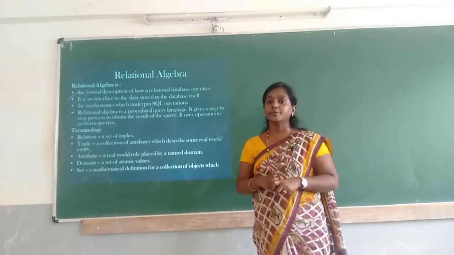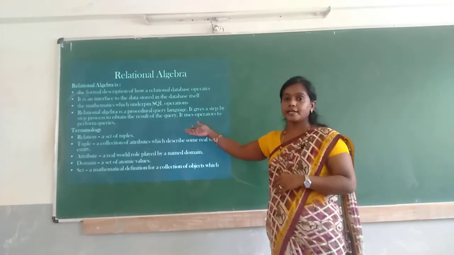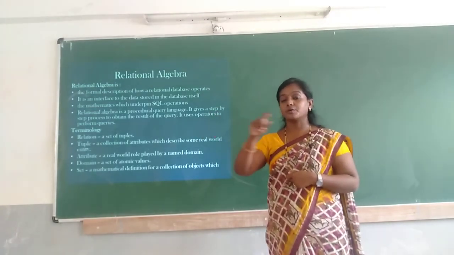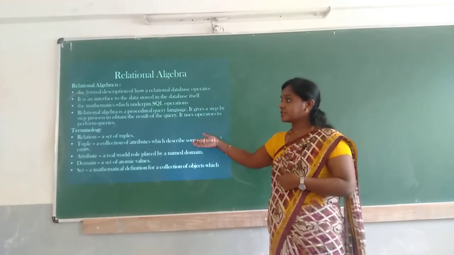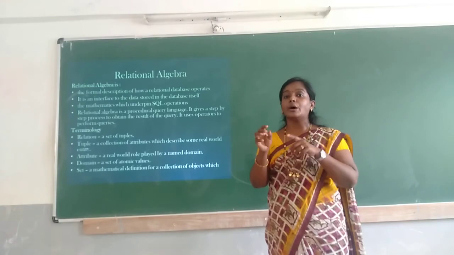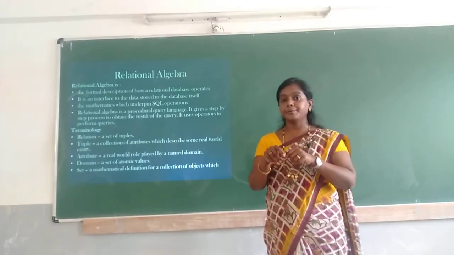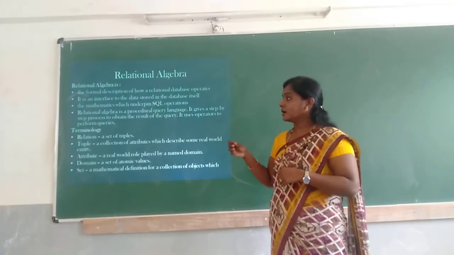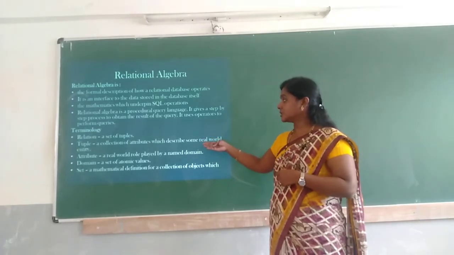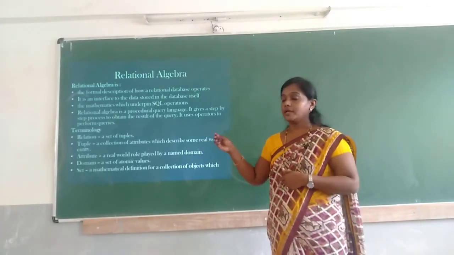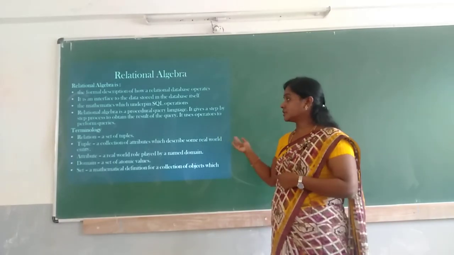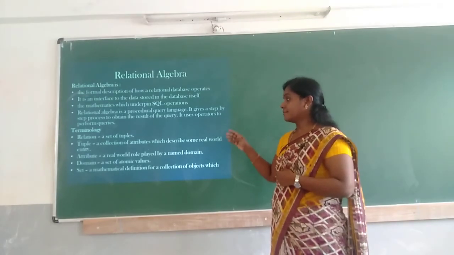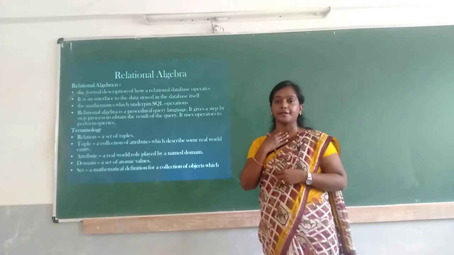So we have different terminologies here. One is a relation. A relation is a set of tuples. What is a tuple? A tuple is an entity, a row. A row we call a tuple. A table is a relation. A row is a tuple. An attribute we call a field. A tuple is a collection of attributes which describe some real world entity. An attribute is a real world role played by a named domain. That means attribute means column.